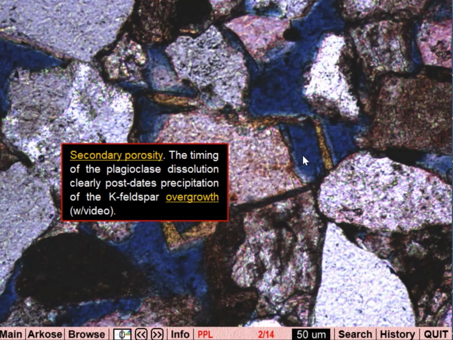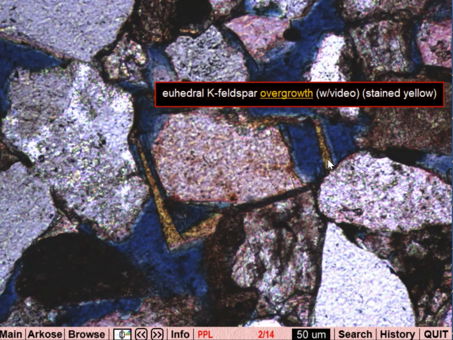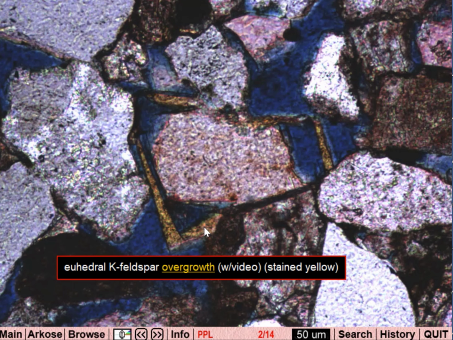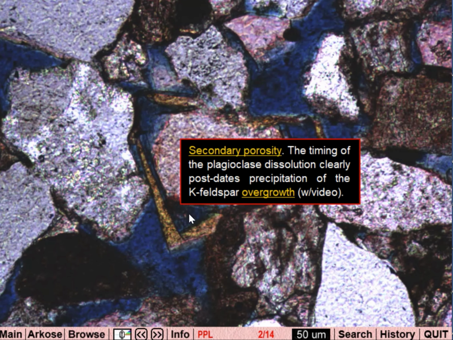We have some secondary porosity, where part of this plagioclase has disappeared into our aqueous solution. And prior to that dissolution, we have this overgrowth of the potassium feldspar. Why do we know that the dissolution causing the secondary porosity happened after the K-spar overgrowth? How do we know that the K-spar overgrowth is first? Think that through. There's more of the secondary porosity.